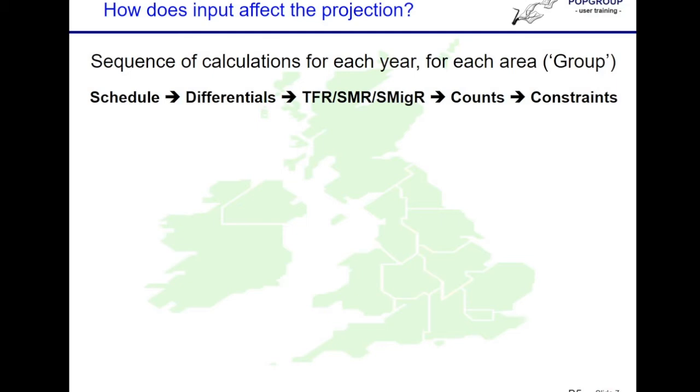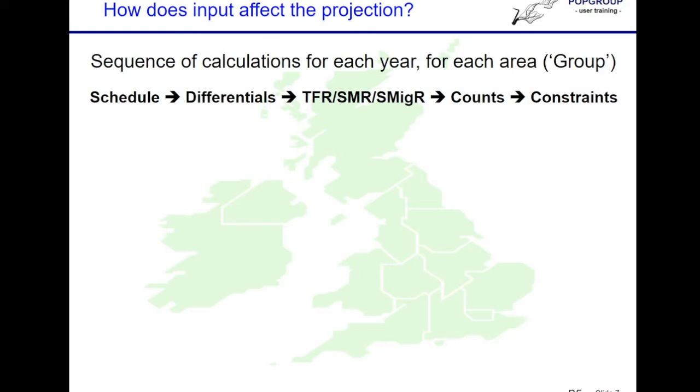We can also specify in POPGROUP demographic statistics such as the total fertility rate, the standard mortality rate, or the standardized migration rate. And POPGROUP will look for these statistics after it has applied any differentials to the schedules. And it will alter estimates of fertility, mortality, and migration so that the values we enter, for example the total fertility rate, are replicated by POPGROUP.